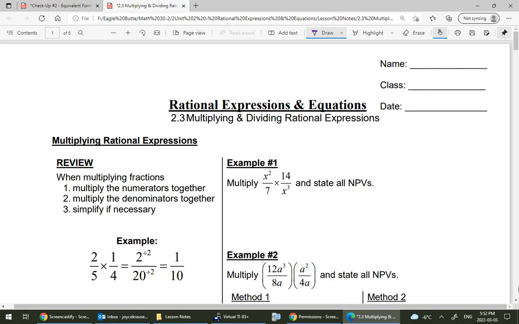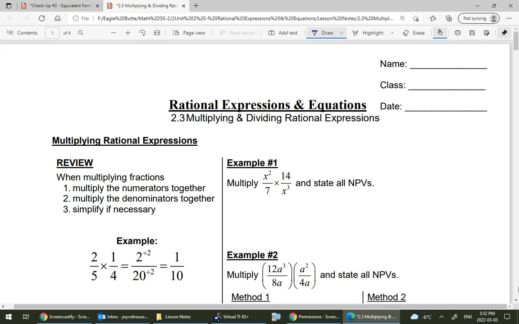Okay, so today we're going to take a look at 2.3, multiplying and dividing rational expressions. Now, this is a two-part lesson. We're just going to look at multiplying expressions today, and then on Monday we're going to get into the dividing. But everything that we work with today and on Monday is going to just be a continuation of where we've come from. So we've done some practice with factoring.